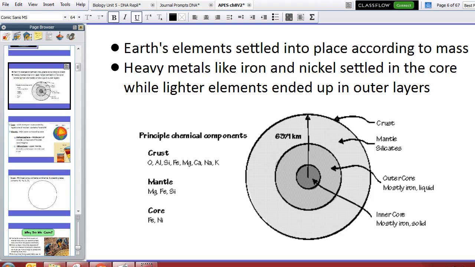So the asthenosphere, okay? The asthenosphere is the part where there's all the magma, and that's what the plates ride on top of. And then the lithosphere is the top part of the mantle and the crust. So that's what we talked about yesterday.